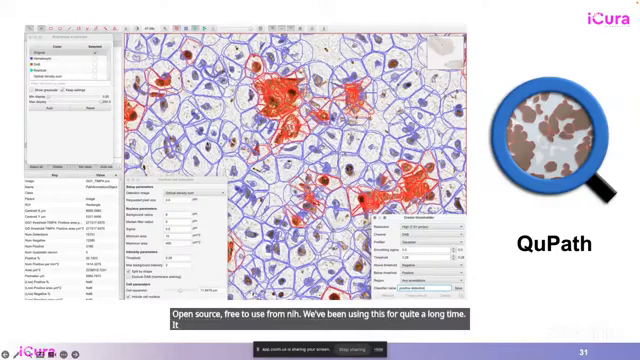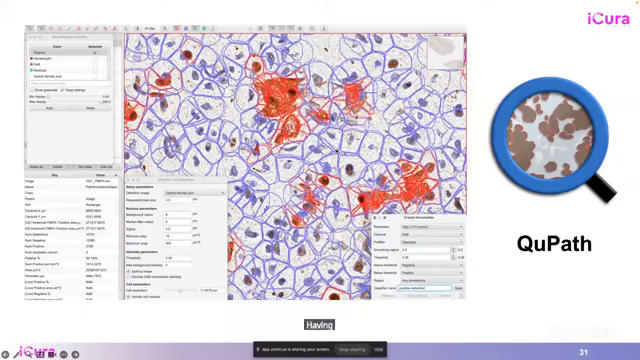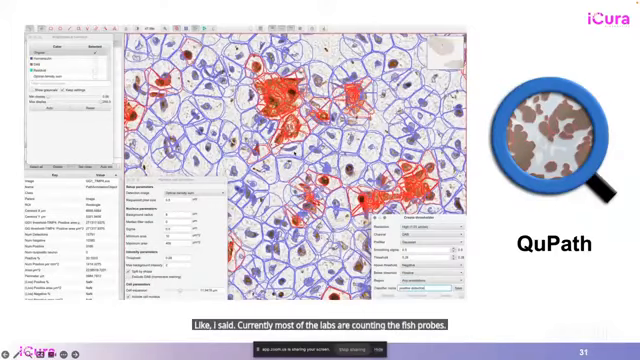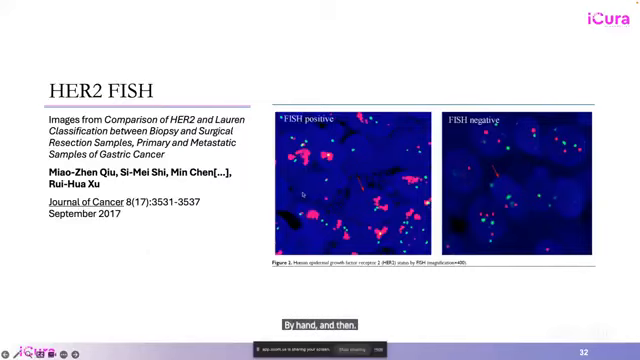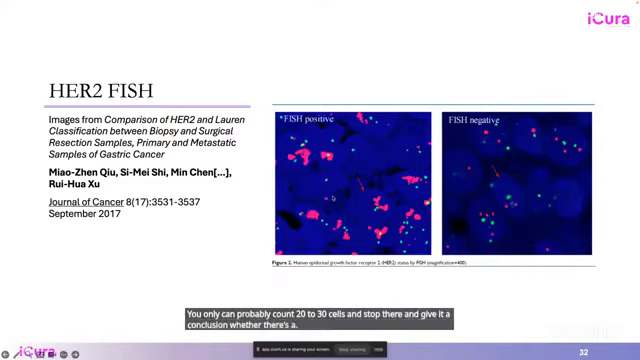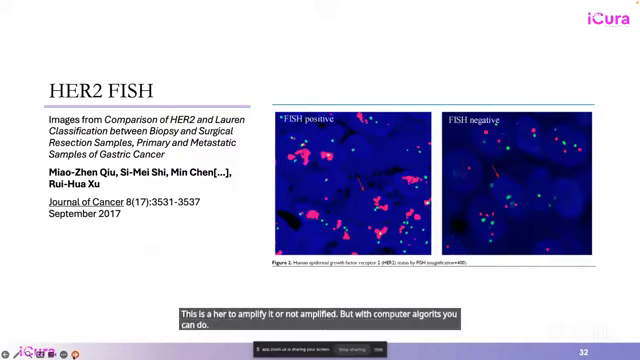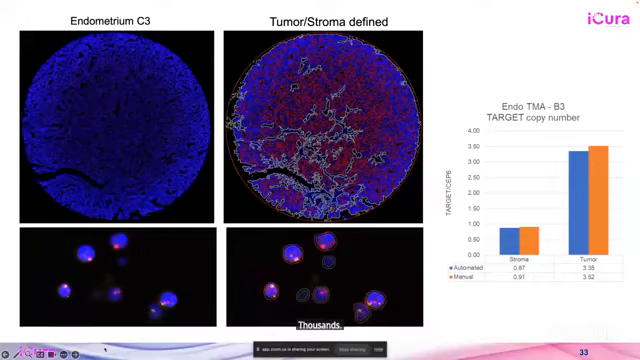It's also an AI-enabled cell and tissue segmentation tool, having a lot of strong, powerful functionalities, but I'll not go into the details. Again, like I said, currently most of the labs are counting the FISH probes by hand, and you can probably only count 20 to 30 cells, stop there, and give a conclusion whether this is HER2 amplified or not amplified. But with computer algorithms, you can do thousands. This is what we did.